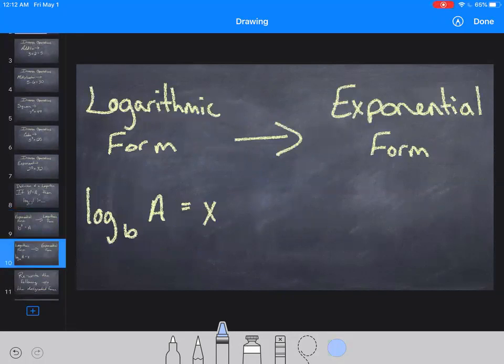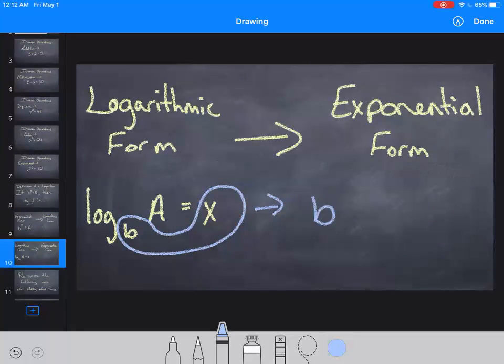Let's do it again. If I wanted to go from my logarithmic form to my exponential form, I'm going to do the same thing. I'm going to circle my base and my answer. And whenever I rewrite it, my base becomes the base of my exponential equation. My answer becomes my exponent, and it's always equal to the argument, or the thing that we did not circle. So we've gone from the logarithmic form to the exponential form.